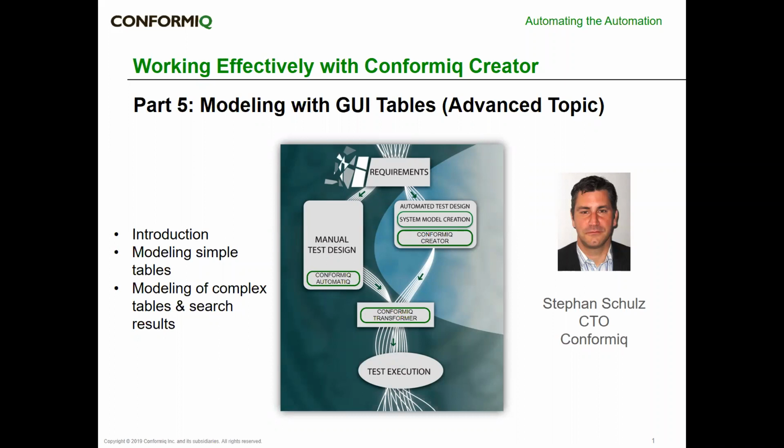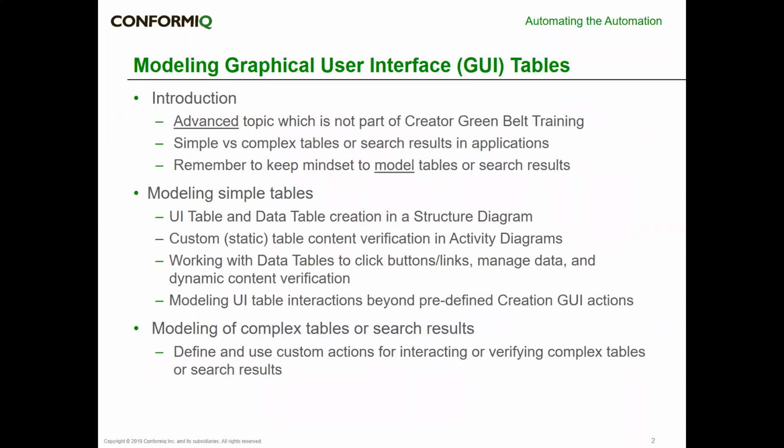In this fifth part, we will introduce how to effectively model tables in applications with graphical user interfaces: web applications, desktop applications, you name it. We're going to talk about UI tables, which has been intentionally excluded from the Green Belt training because it's an advanced topic. Firstly, we'll check how that looks in a real application, and then talk about how we address it in modeling.